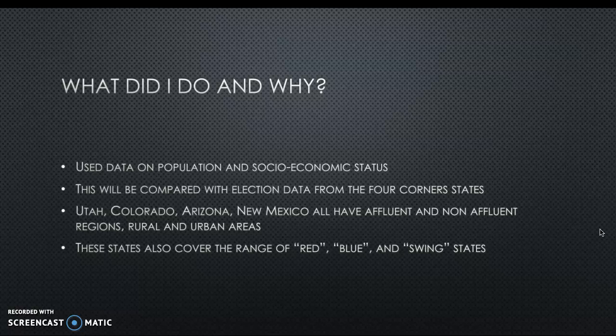and I decided to compare it with the election data from the four corner states, being Utah, Colorado, Arizona, and New Mexico. I chose these states for a few reasons. They all have affluent and non-affluent regions, so they show a clear divide between poor and wealthy. They also have rural and urban areas, well defined ones. And the states also cover the range of the quote unquote red, blue, and swing states, because I'm comparing this to the election data.